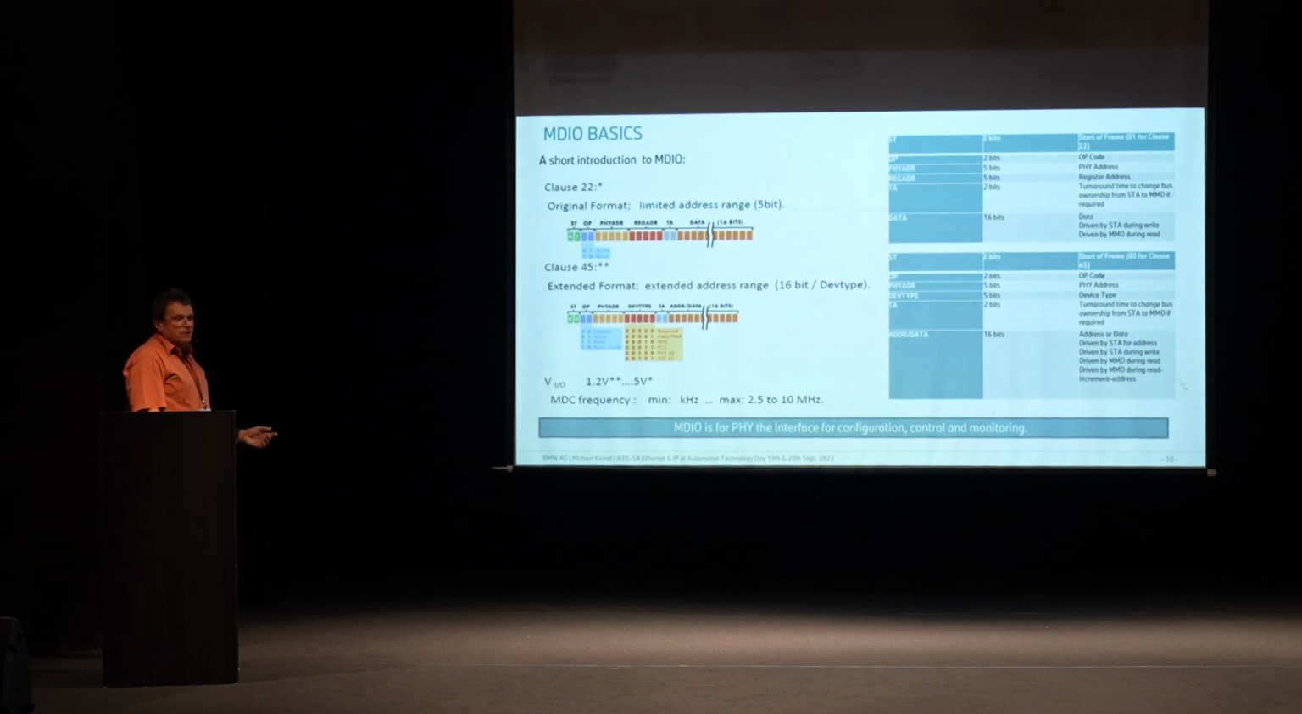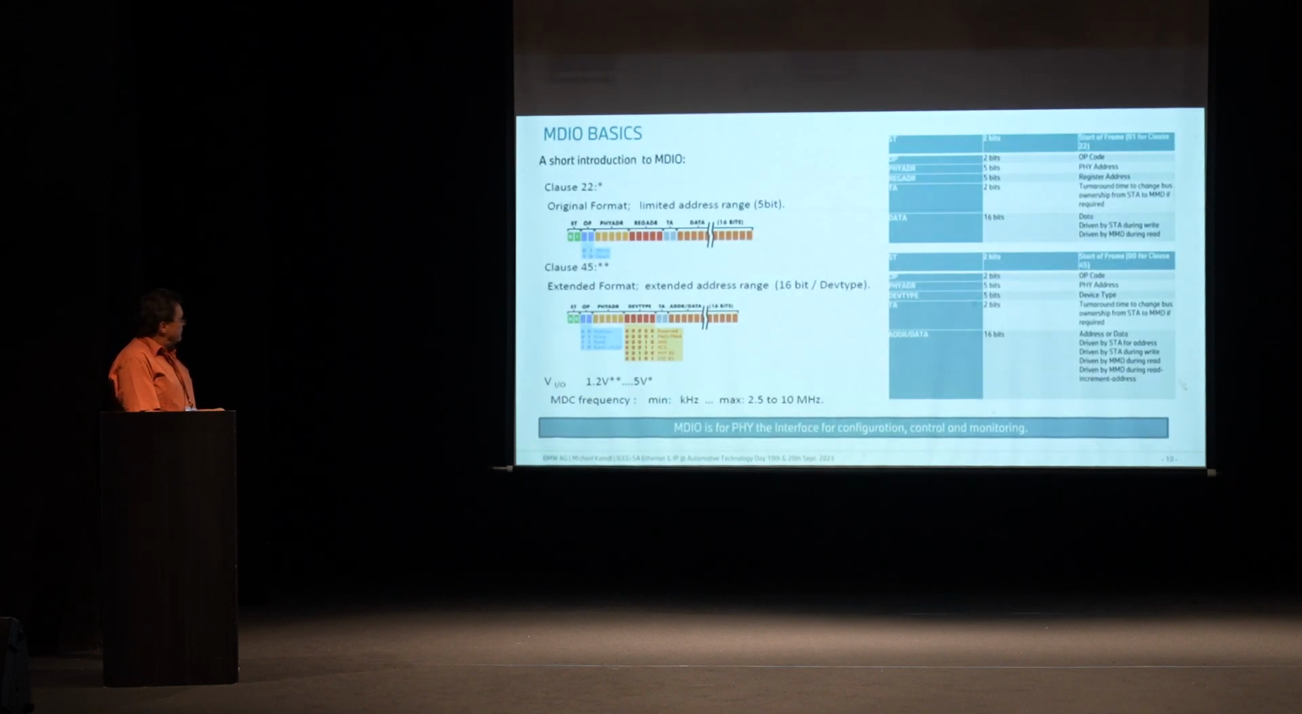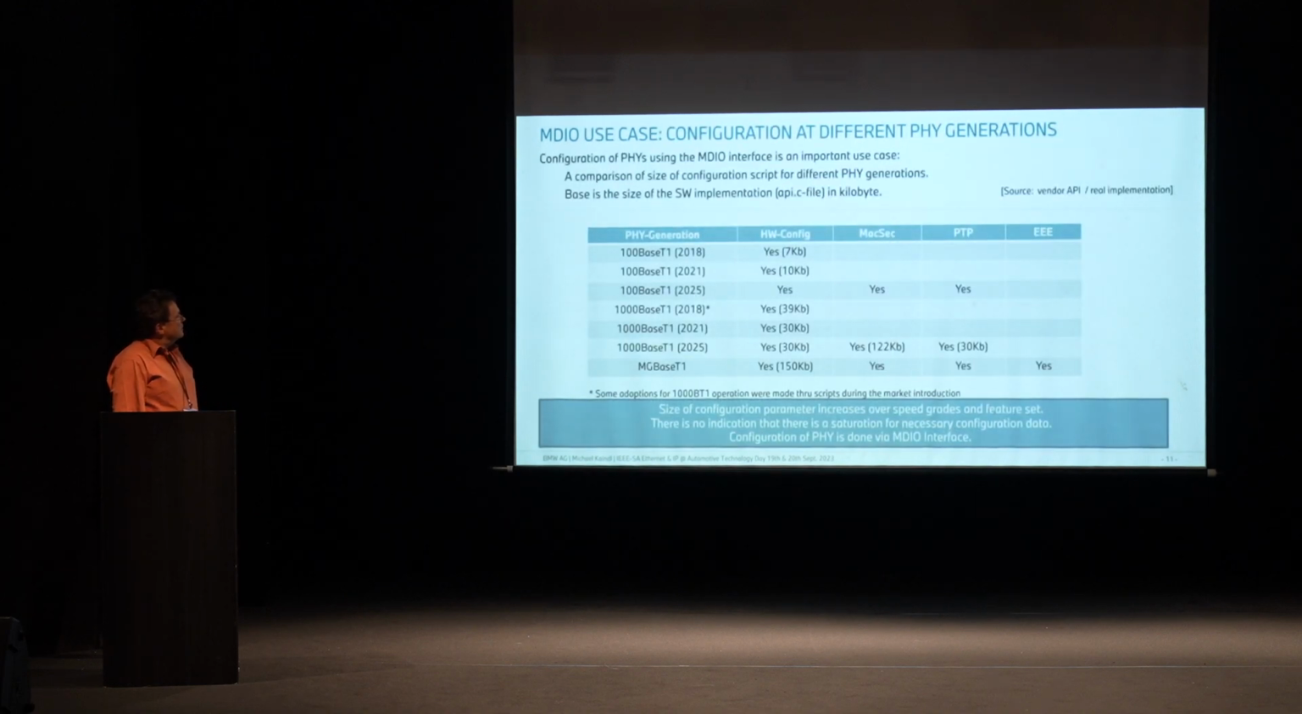Just to skip it, we have 2 different clauses. Most of you know and are aware of clause 22 and clause 45, with clause 45 having extended data range, address ranges and some commands. The main topic is we have a 2-wire bus with open drain communication. We have I/O voltage from 1.2 volt up to 5 volt for older devices. We have a variable MDC frequency from a few kilohertz up to 2 to 10 megahertz, or even faster. And the MDIO is the interface for our configuration. So I skip the rest of the foil because it's known.